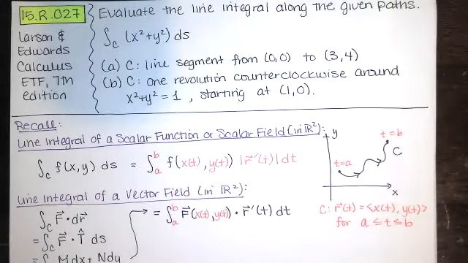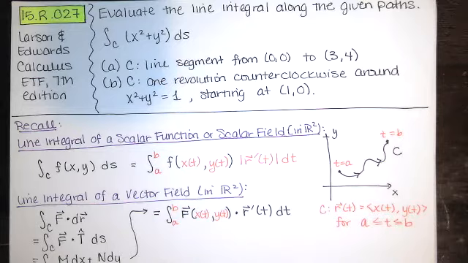In this video, we solve problem 15.R.027 from the Larson and Edwards Calculus Early Transcendental Functions text, 7th edition. The problem statement says, evaluate the line integral along the given paths. We have the line integral over C of x squared plus y squared.